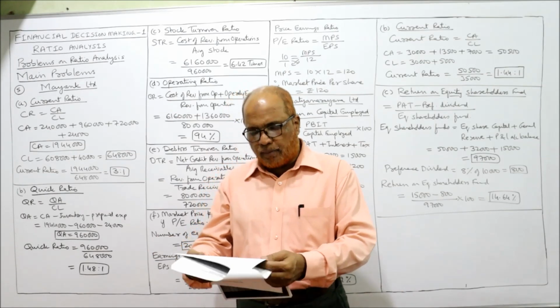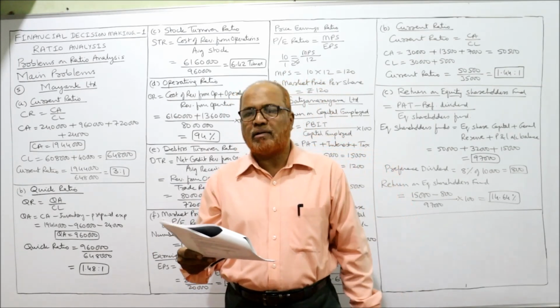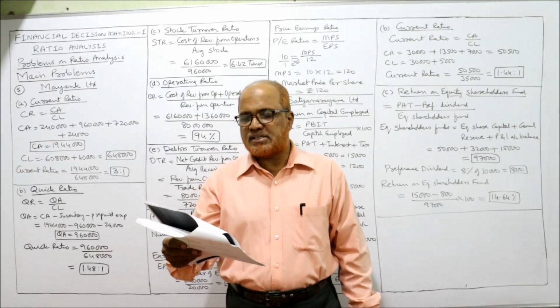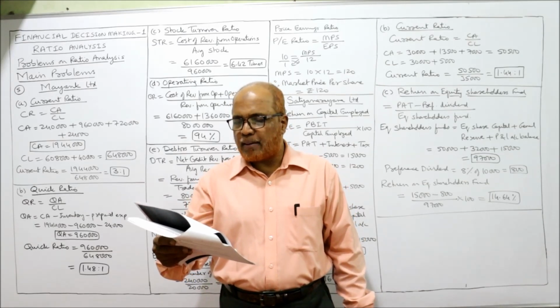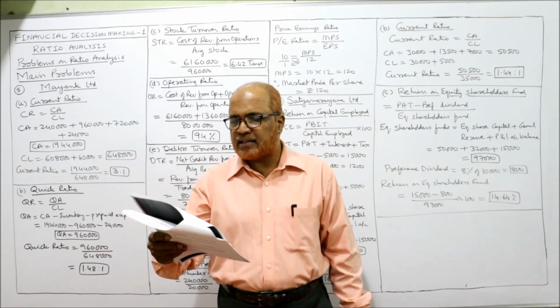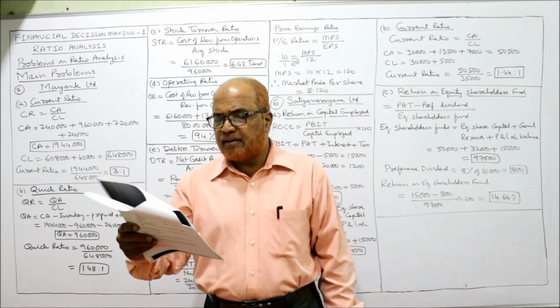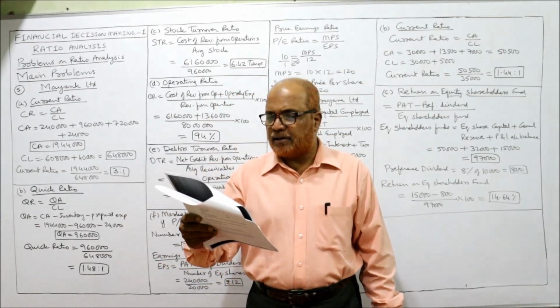Now see the 5th problem. Following financial information relates to Mayank Limited. Balance sheet of Mayank Limited as at 31st December. Shareholders fund: share capital 20 lakh, reserves and surplus 7 lakh 36,000. Then trade, current liability: trade payable and other current liability.